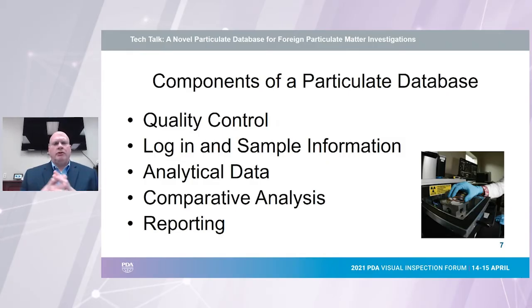So typical components of a particulate database that are critical from this perspective: quality control is obviously the most important part. It has to have a solid quality backbone and mechanism for it to operate and function in a regulated environment. We have to have good mechanisms for login and sample information to be entered about samples, but also about processes and vendors and lot numbers and all the different types of things. Analytical data, the types of testing that's going to be done, a way to store that information and a way to be able to mine that information.